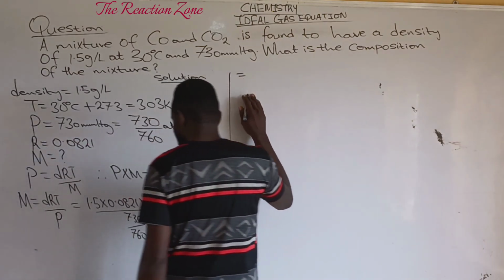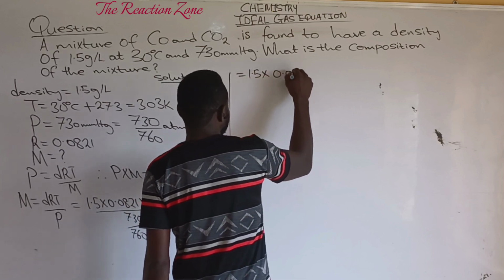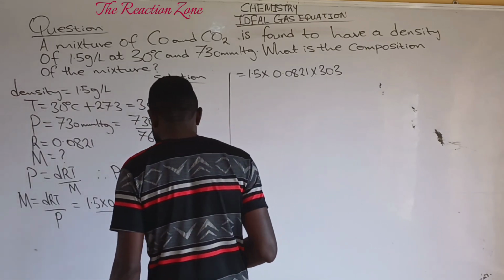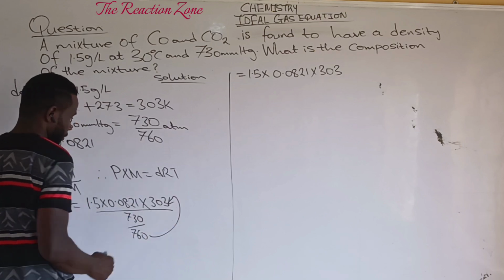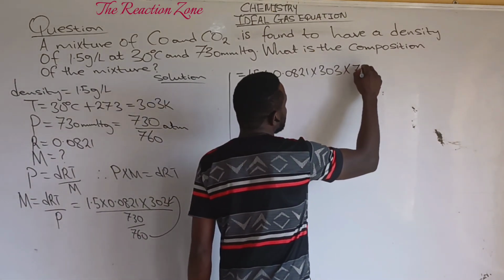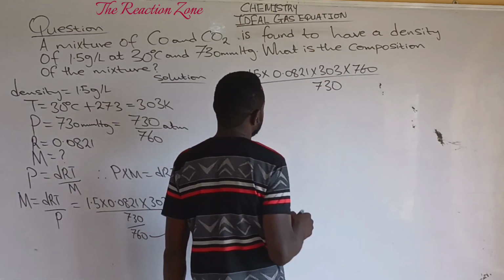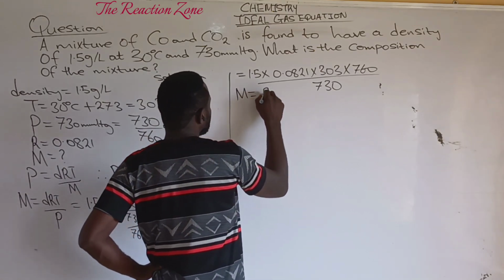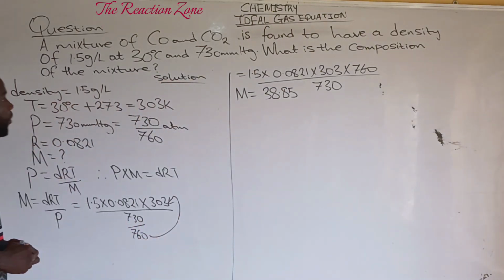This is the same thing as 1.5 times 0.0821 times 303. Then this 760 goes up. So that will be times 760 over 730. And when this is solved, the value of N is going to be 38.85. So 38.85 is the molecular mass of the mixture.